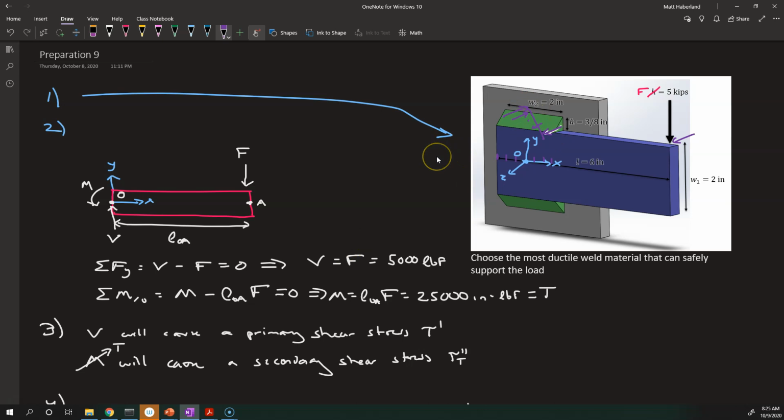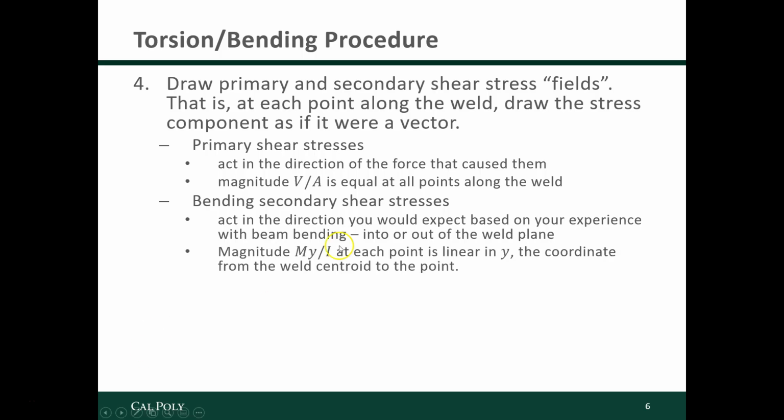All right, let's undo all that, avoid cluttering our drawing. So the magnitude is like My over I. It's linear in y, the coordinate from the weld centroid to the point. In our case, it was x coordinate, but same idea, just different labels. Torsional secondary shear stress, that's the one that we're interested in.